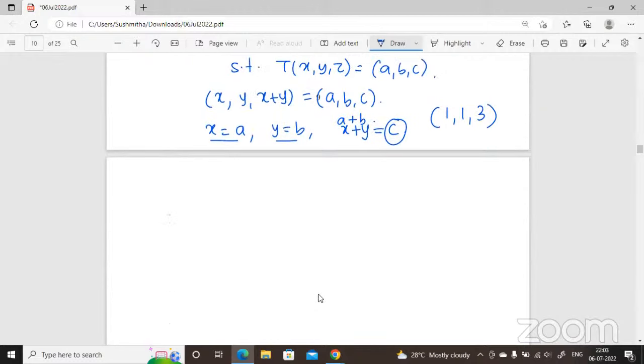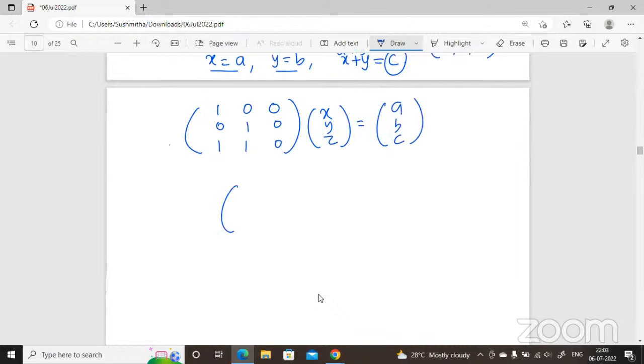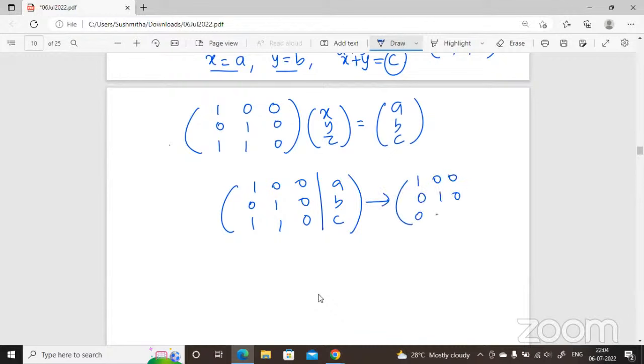Or you can put it, in this case it is very simple, but otherwise you can put it as a system of linear equations. The matrix 1, 0, 0, 0, 1, 0, 1, 1, 0 times x, y, z is equal to a, b, c. You want a solution for this for all a, b, c. So do the row echelon form, and after doing it, you will get this.